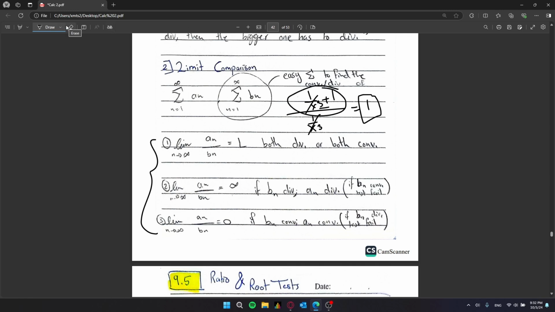If it gives you infinity, then only if b is divergent, then a will be divergent. If b is convergent, then the test will have failed. And the opposite thing applies if the answer you get is 0. If b converges, then a converges. But if not, if b diverges, then the test will have failed.